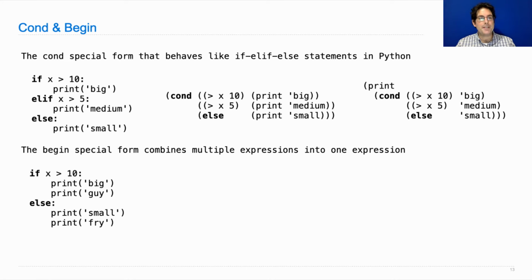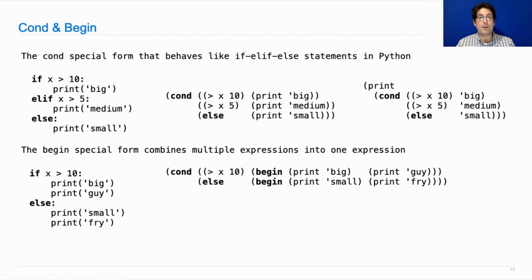So here's a Python case where within the suite for an if clause, I've printed twice, and likewise for the else clause. How do you do that in Scheme? Well, you need begin. You say, here are some conditions, the first of which is that if x is greater than 10, I want to both print big and print guy. But there's only space in Scheme for one expression here, and so the begin expression allows you to put as many things as you want as sub-expressions, and they'll all get evaluated.